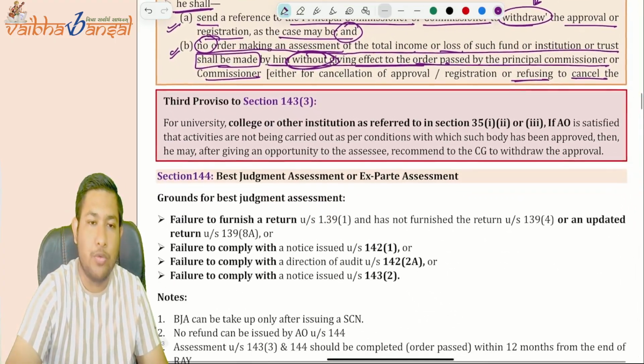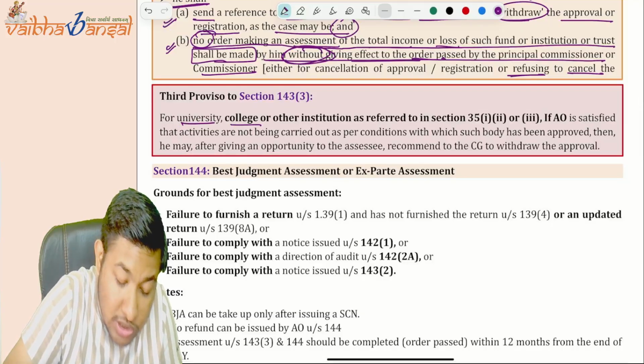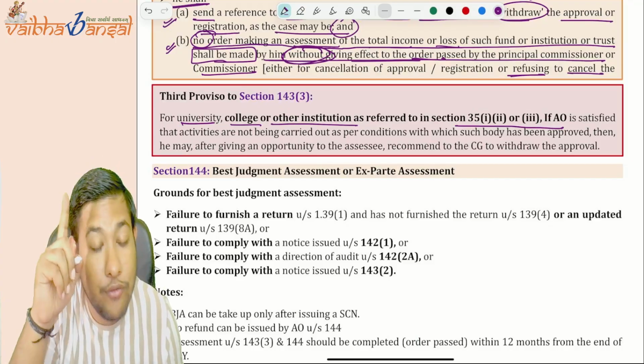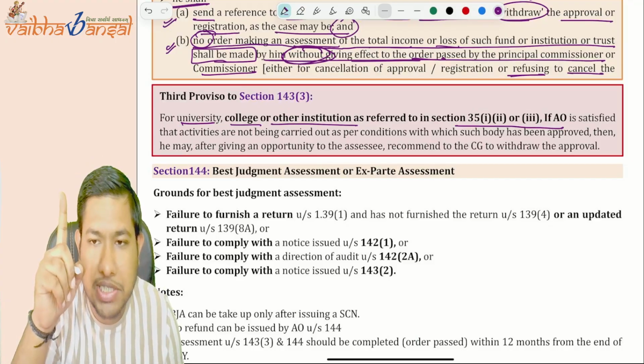Now, coming to the third proviso. For the universities, colleges, and other institutions referred to under section 35, that is the scientific research part.